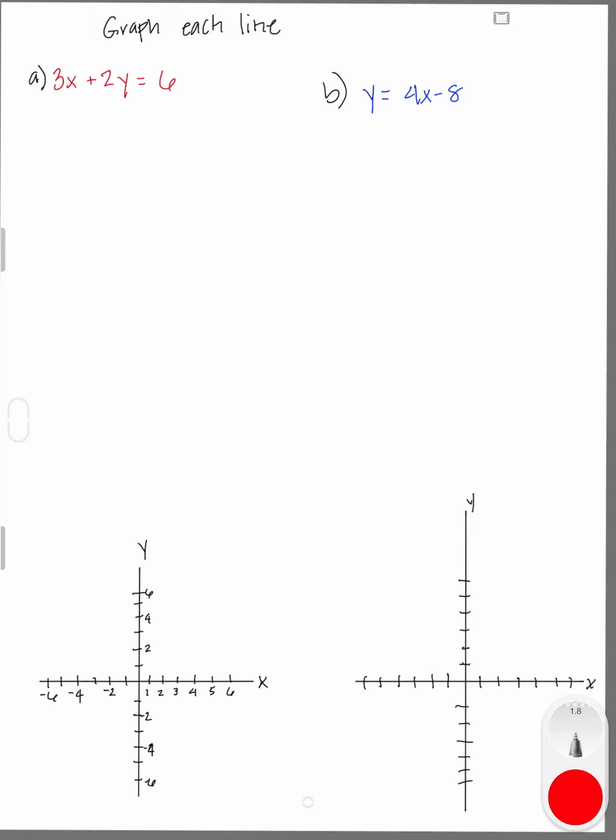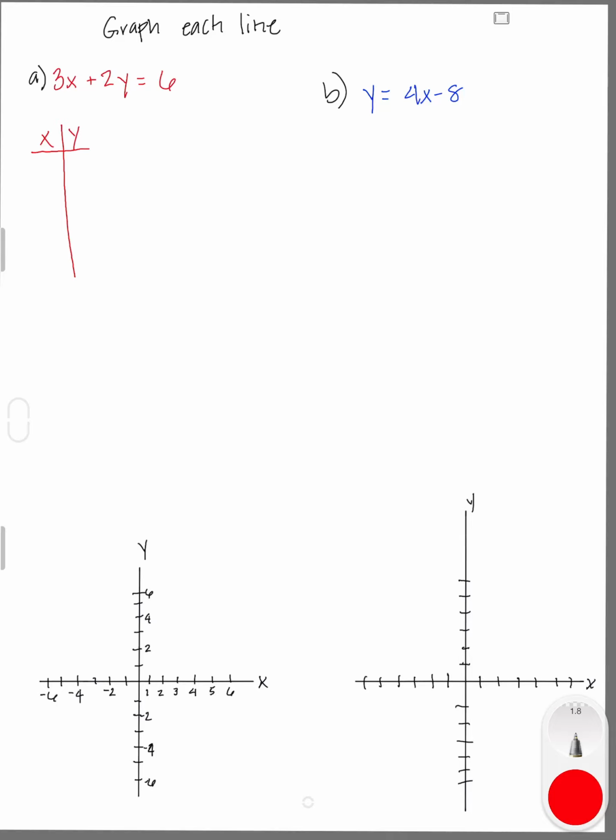So let's start with number A. We have 3x plus 2y equals 6. The way that we are going to graph lines for right now is by creating a table of values. It's always super helpful to create a table of values and then plot the points on the graph, just like with the other exercise that I explained to you earlier.